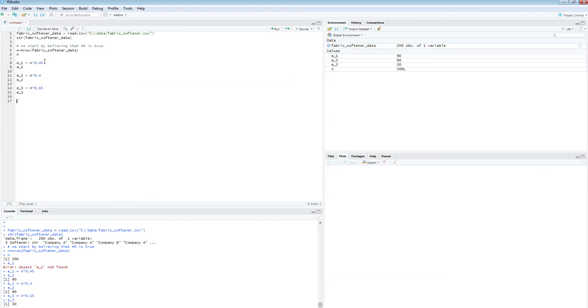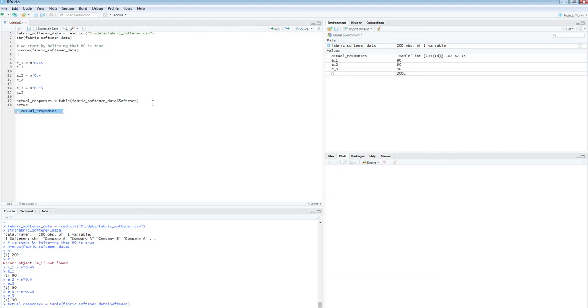But of course, the reality is a little bit different. So let's see how my responses were actually distributed. I'm going to call it actual responses, the result of the table function, coming from fabric softener data dollar sign softener. That's the only column that I have. You can see that right here: data frame fabric softener data has one column which is called softener. There you go.